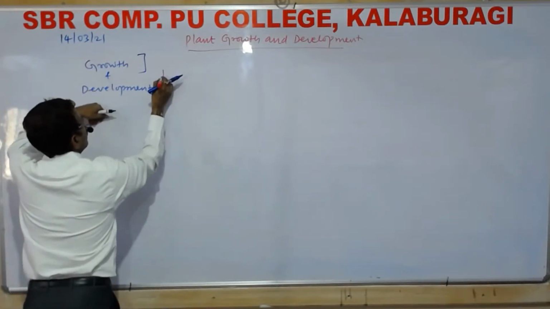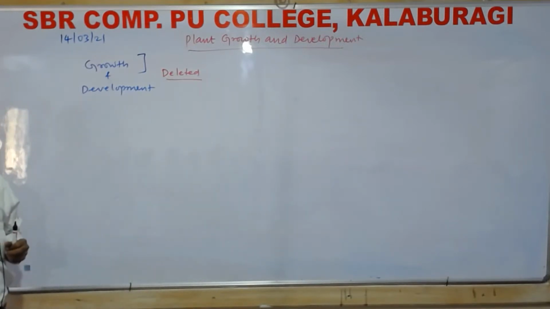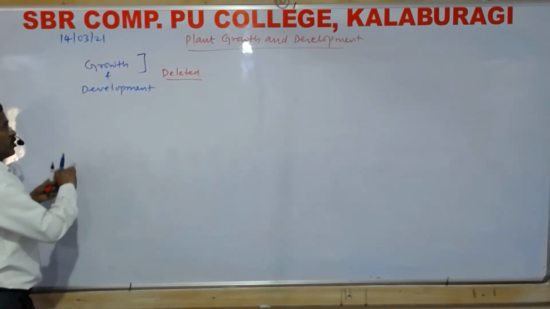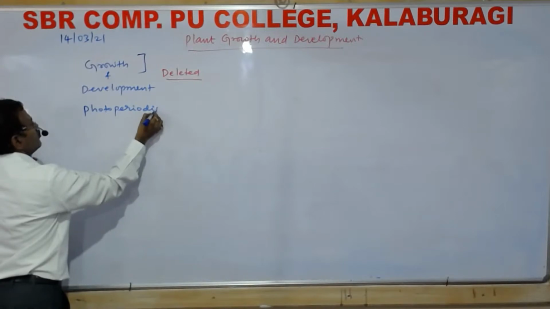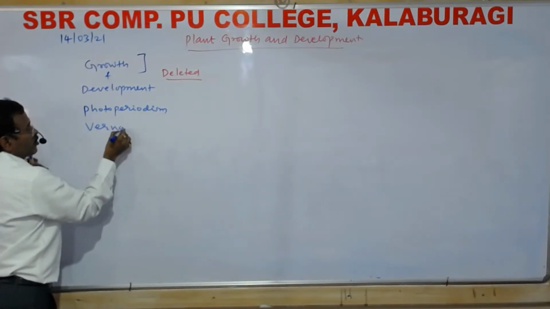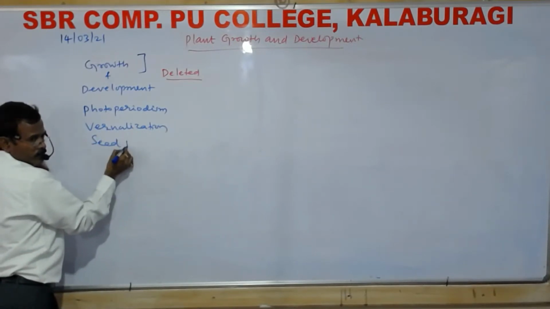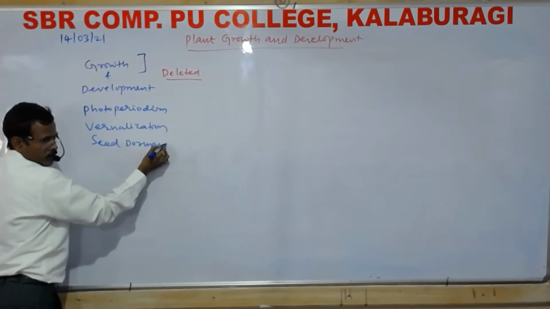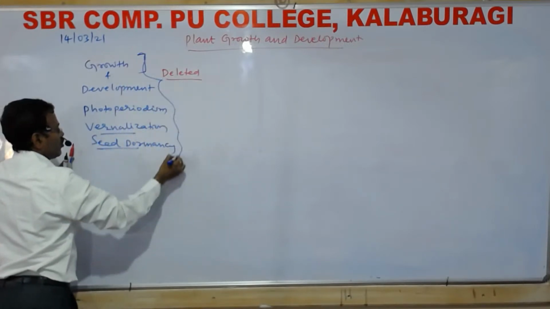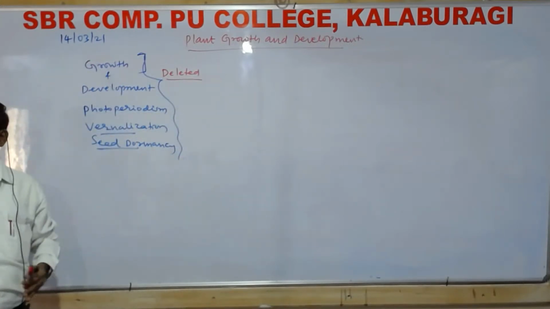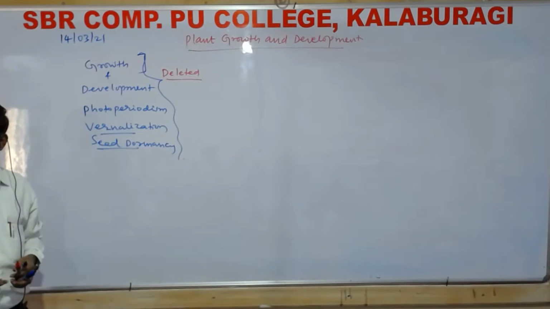This part is deleted for the theory syllabus. Other parts which are deleted here: photoperiodism, vernalization, seed dormancy. So all these parts are deleted. So only one part is there. You are checking whether I am telling correctly.